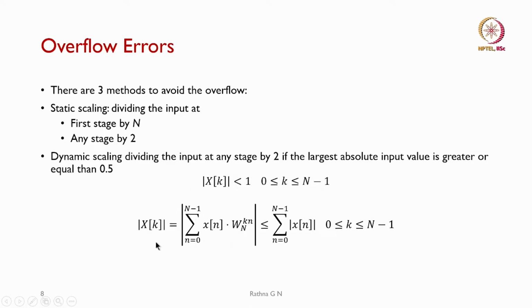So how will we find the norm? The equation is the sum over n equal to 0 to n minus 1 of x of n into W_N^{kn}. We have to take the norm of it, which is less than or equal to the sum of the magnitude of x of n, since we have assumed that the twiddle factors have been scaled and are within the limit. By scaling my input for 0 less than or equal to k less than or equal to n minus 1, overflow error can be avoided.